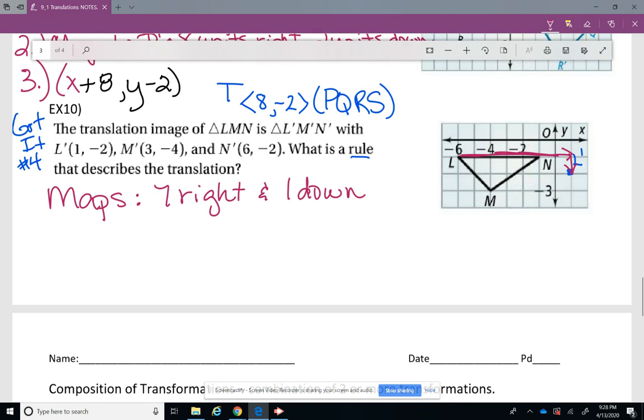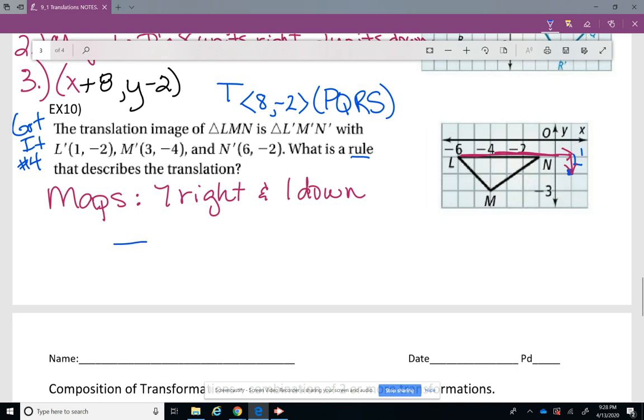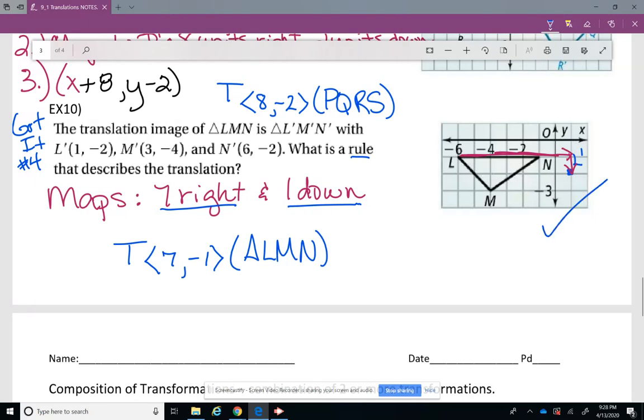Now we're going to write that as a rule. I'm going to write the rule in blue. I'm going to translate 7 right means it's a +7. Always left and right goes first. That's your X, what you're doing to your X. Up or down always goes second. So down means -1. And what am I translating? I'm translating triangle LMN. And that's all they wanted was the rule. I do not have to finish graphing it. That is the answer.